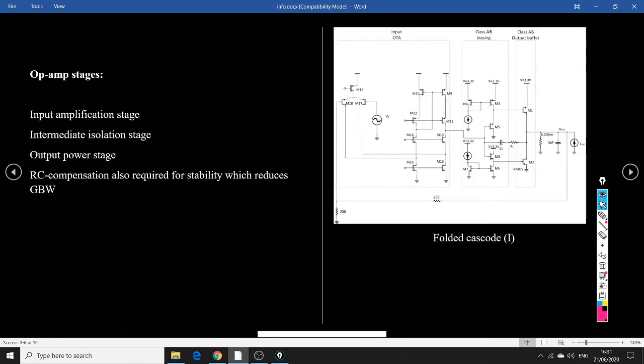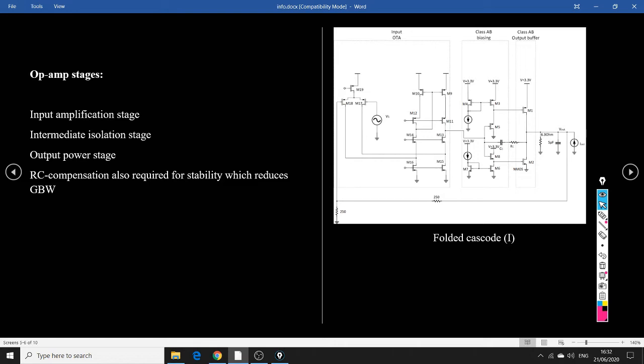When we talk about op-amps, every op-amp can be divided basically into three major sections, and those sections include the input stage, which is mainly for amplification. Then comes the intermediate stage, which is for isolation. It can also provide some gain as well. And thirdly is the power stage, which is the output stage. So amplification, isolation, and then the power stage.